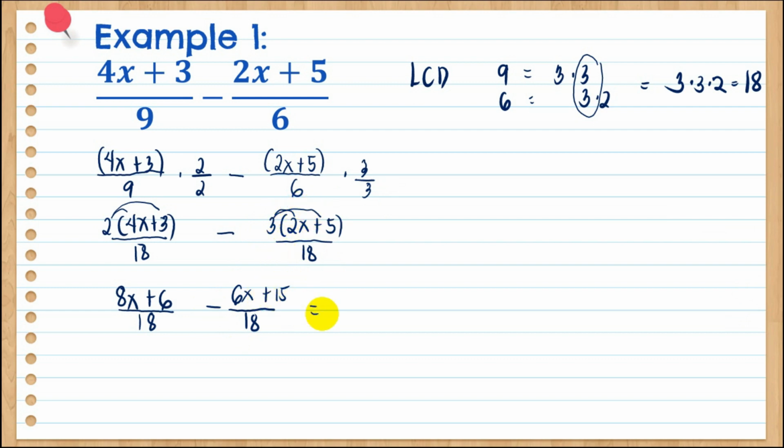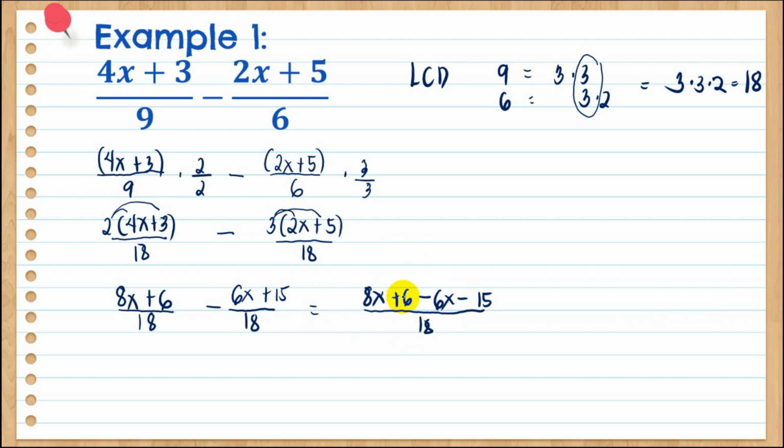Now, we're going to subtract our numerators na. And dahil minus po ito, ibig sabihin, it will affect the sign of our subtrahend. So, yung 8x and 6 natin, copy lang. Pero si 6x and 15, mapapalitan yung sign nila. From positive 6x, that will be negative 6x. And from positive 15, that will be negative 15, all over their common denominator, which is 18.